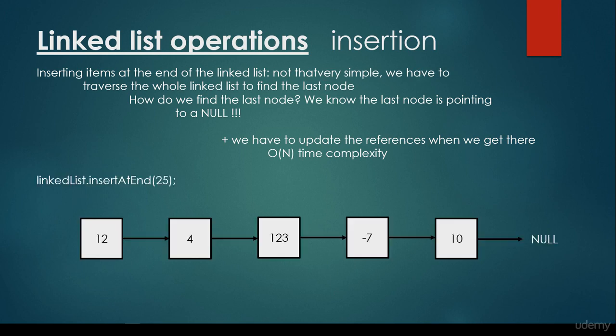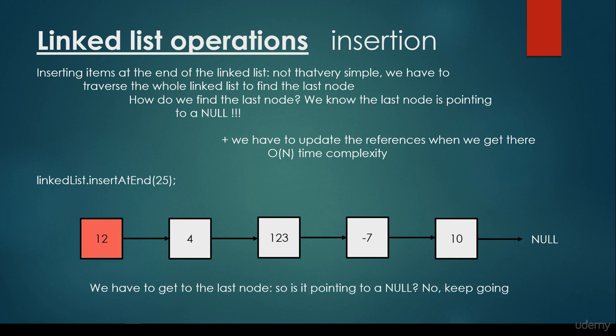So for example, we have this linked list with the 12, 4, 123, -7, 10 items, and we would like to insert 25 at the end of the linked list. It's very important that we can access only the root of the linked list. So here for linked lists, we are not able to make random access. We access the root of the node. What is the root of the node? It is the first node, which is the 12 in this case. So we have to get to the last node.